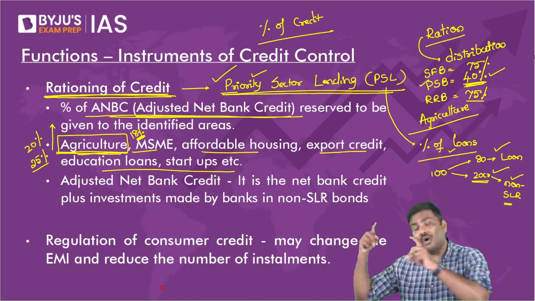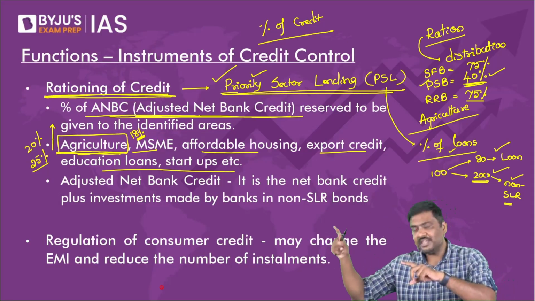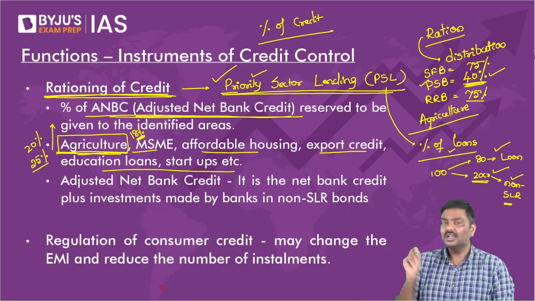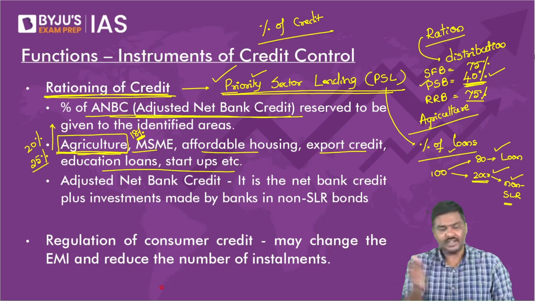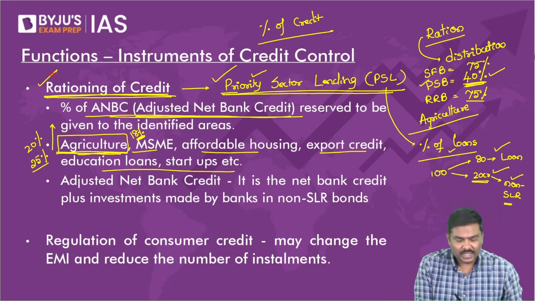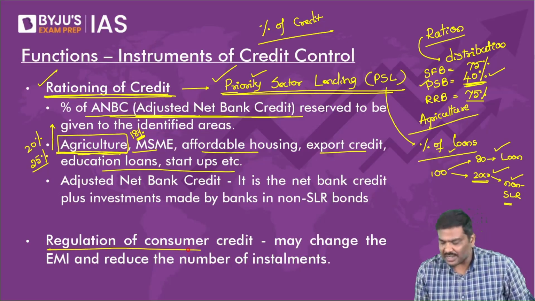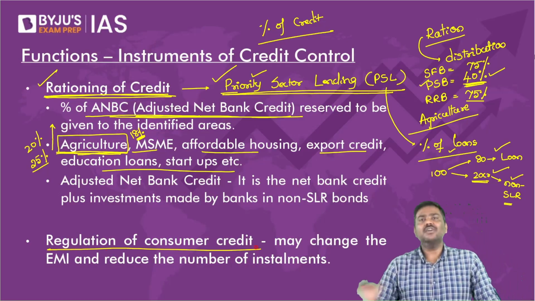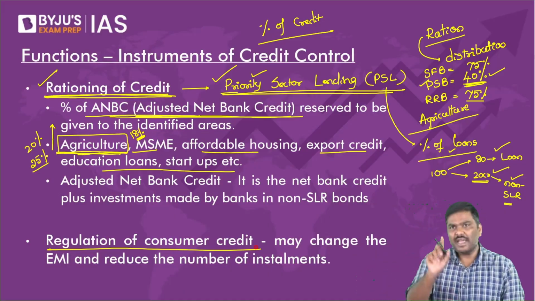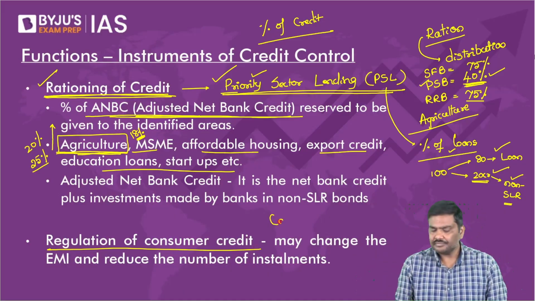Quantitative, overall money supply in the economy will change. Qualitative, money supply will change, but we can target specific sectors. So one is rationing of credit. Second one is regulation of consumer credit. Now let's start with a very simple example.